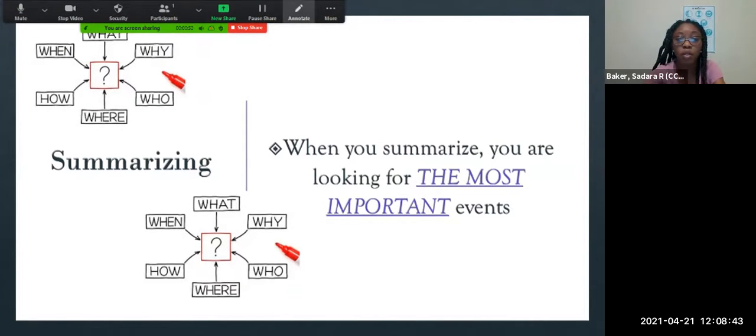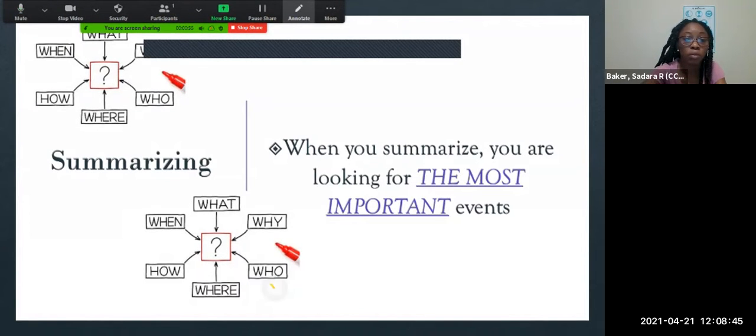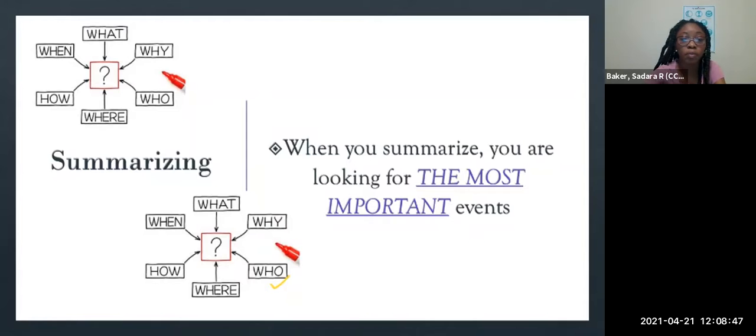We have who, where, why, what, and when. Sometimes we even like to include how. These are the most important things we need to look for in a story.